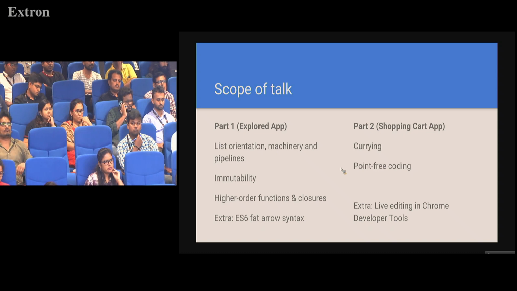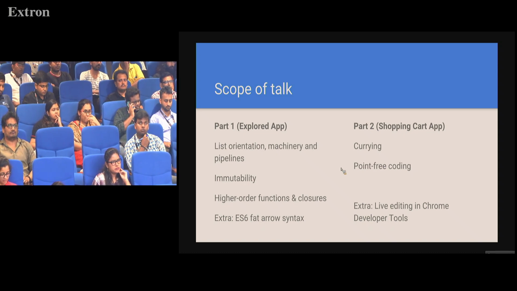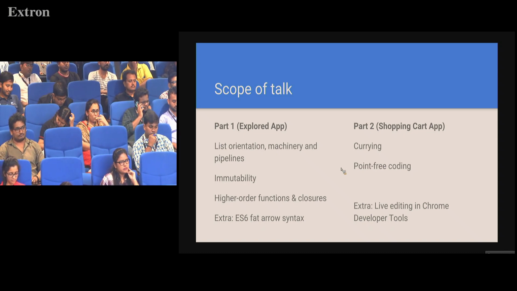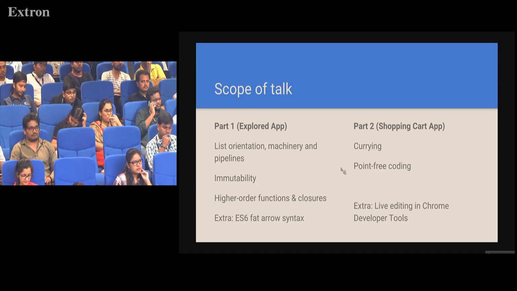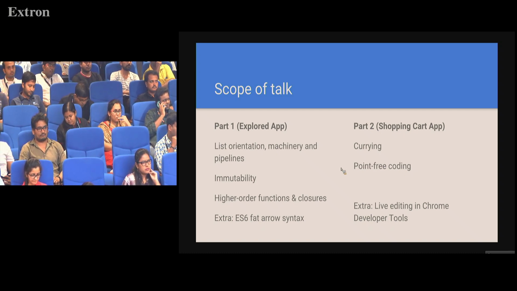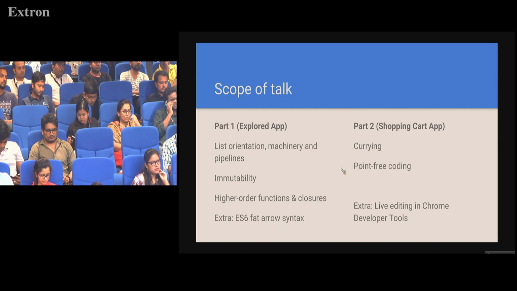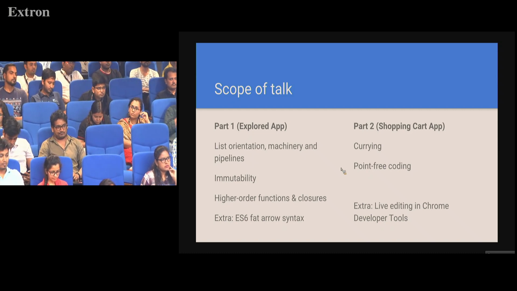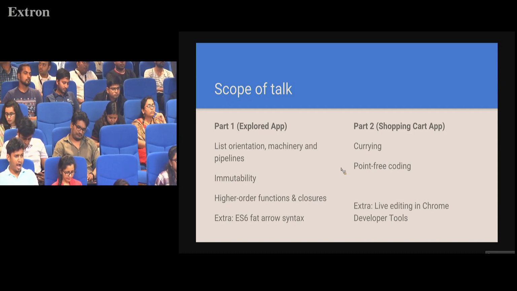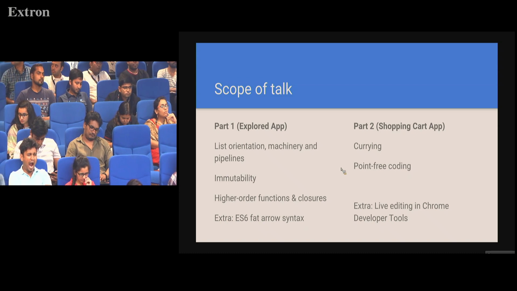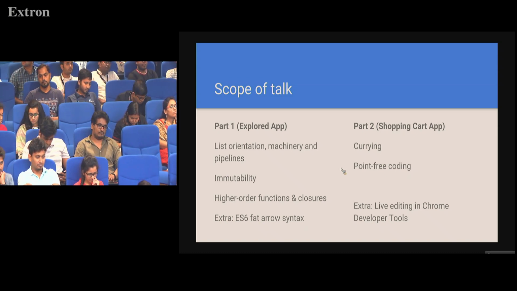And as we go through that part 1, we'll be using some ECMAScript 6, ES6 syntax. That's the JavaScript version ES6. And we'll be using the so-called fat arrow syntax just for making the code that we write a lot neater.